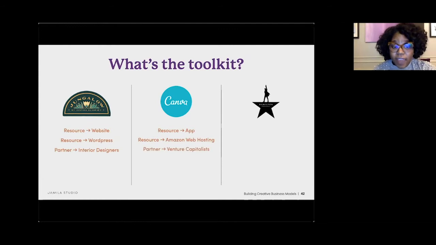When we think of Canva, their resource is the app. That's something that they've developed on their own and created, and that's a resource for them. And then for resources, Amazon Web Services, that's their cloud platform, where they host all of the things that they need for their app and their website. And the partner is a venture capitalist. Canva was one of the startups that raised venture capital. They gave them all the money that they needed to start things up.